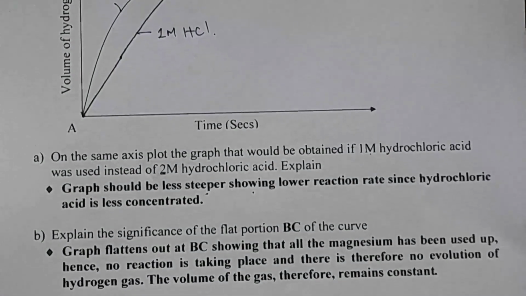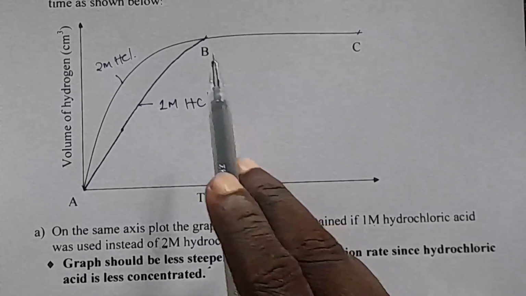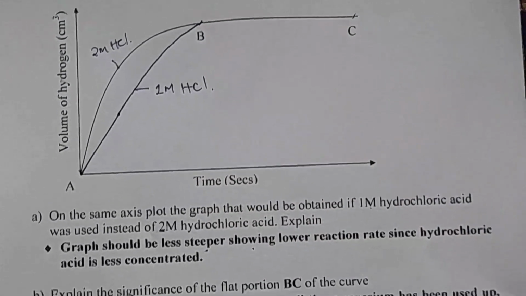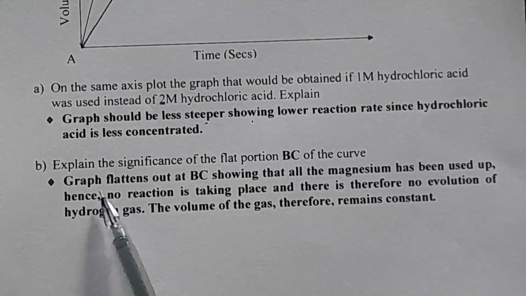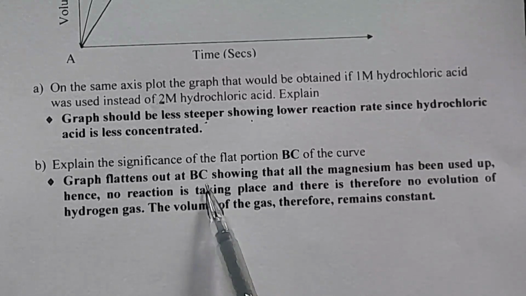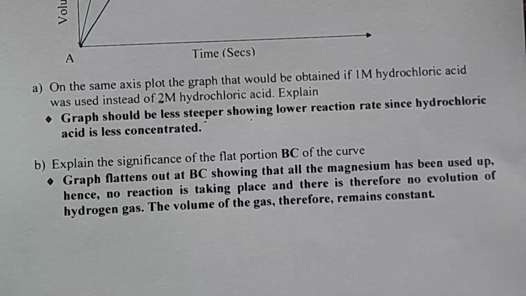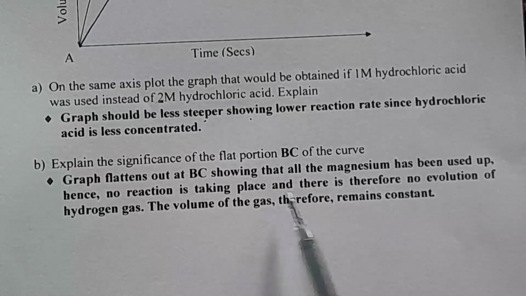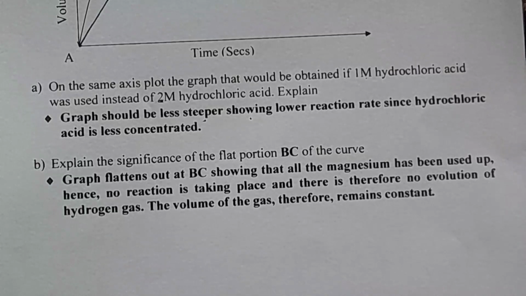So we go to part B of the question. We are told to explain the significance of the flat portion BC of the curve. This BC is here when the reaction comes to completion. So we are saying the graph flattens out at BC, showing that all the magnesium has been used up. Hence, no reaction is taking place, and there is therefore no evolution of hydrogen gas. The volume of the gas therefore remains constant. That's the end of our lesson.